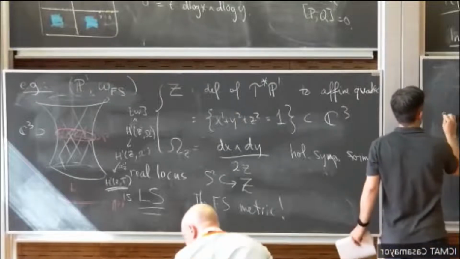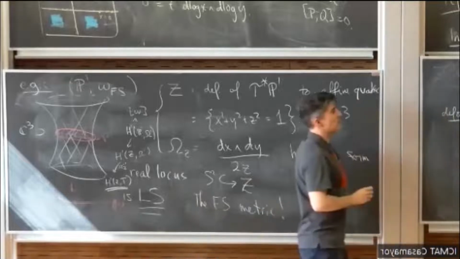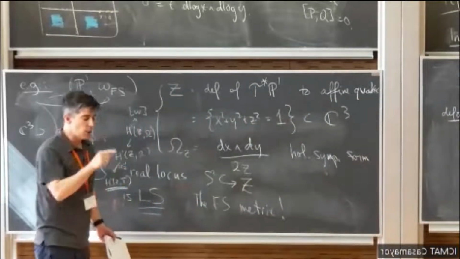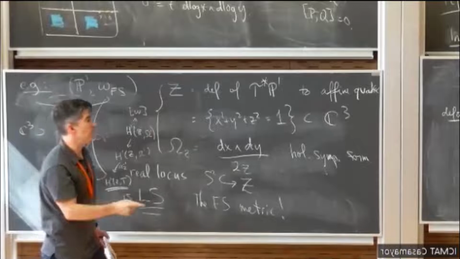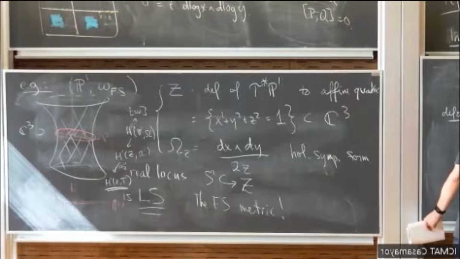But what we're going to do is to deform pi. It seems like a strange thing to do, but the cotangent bundle projection is going to be deformed, and we're going to deform it to get two maps. We're going to get a pair of maps, S and T.